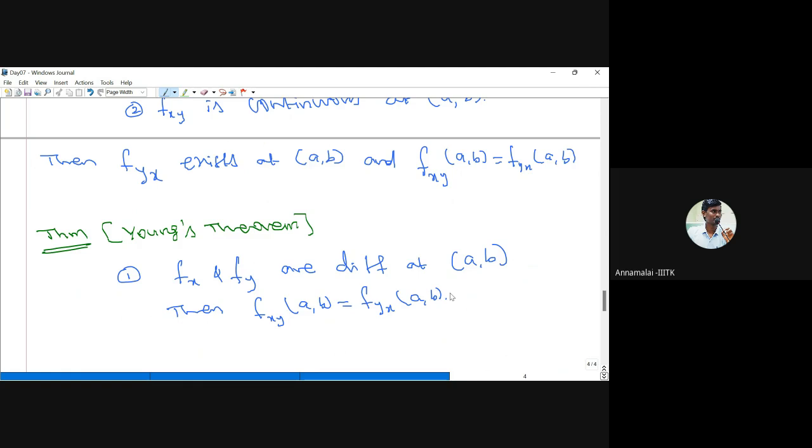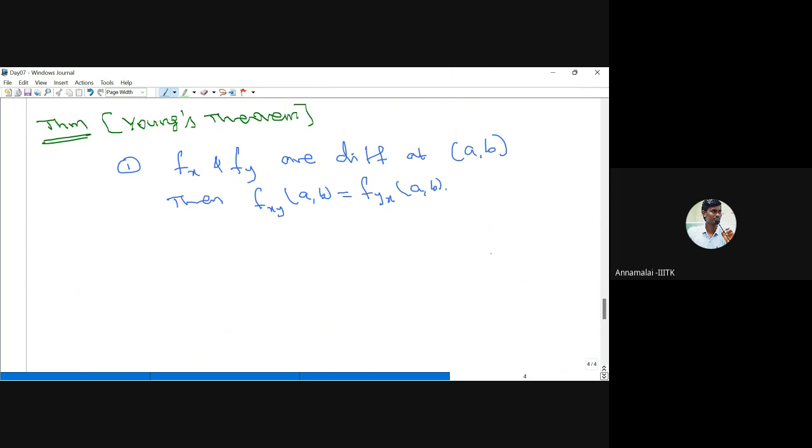Another theorem, Euler's theorem, says that if fx, fy, fxy, fyx are all continuous, then both mixed partials are equal. So if the function f and its derivatives fx, fy, fxy, fyx are all continuous, then at a point a comma b, fxy equals fyx. This is Euler's theorem.